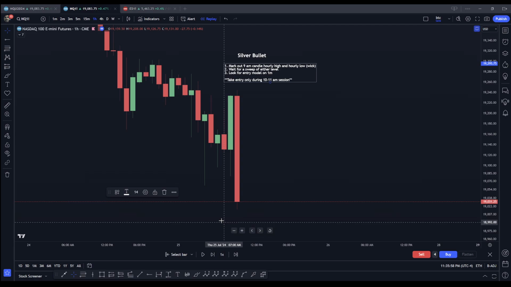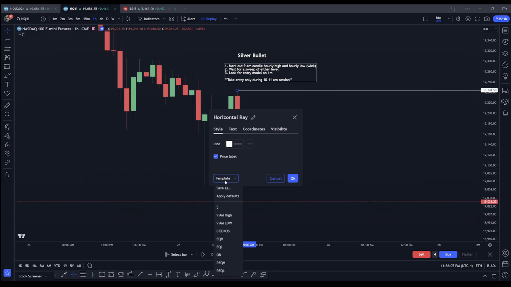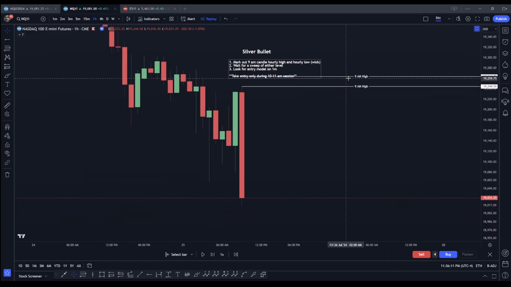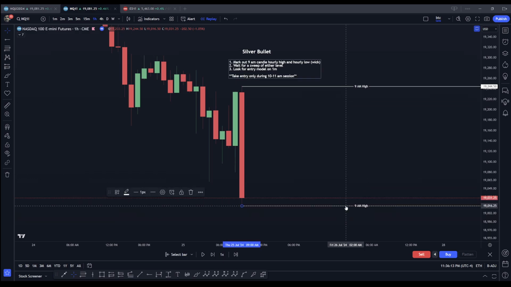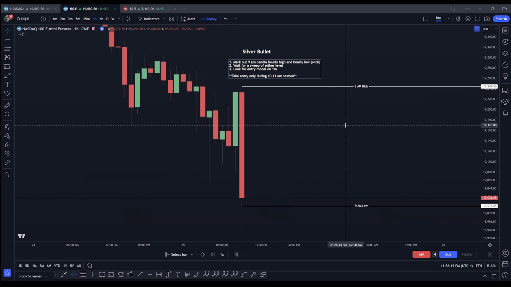session. So the first step is to mark out the 9 a.m. candle hourly high and the hourly low. So I'm going to mark it out right here. That's the high. And then we're going to do the low. And right now we're looking at NASDAQ. I'll go over a few more examples.